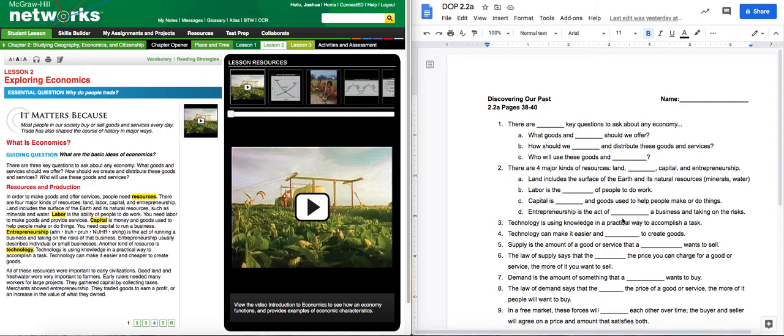Technology can make it easier and cheaper to create goods. So 3, they gave you the statement. 4, they gave you the fill in the blank. It's not only easier, but it might be cheaper to create goods.